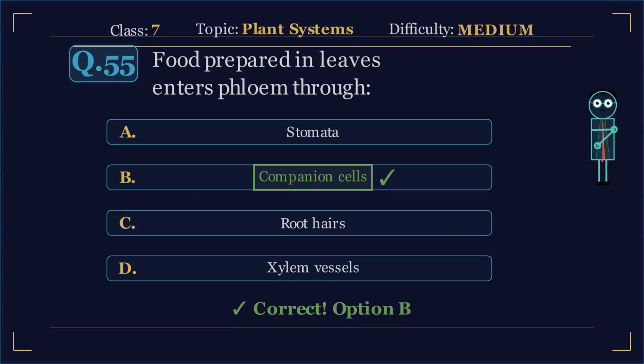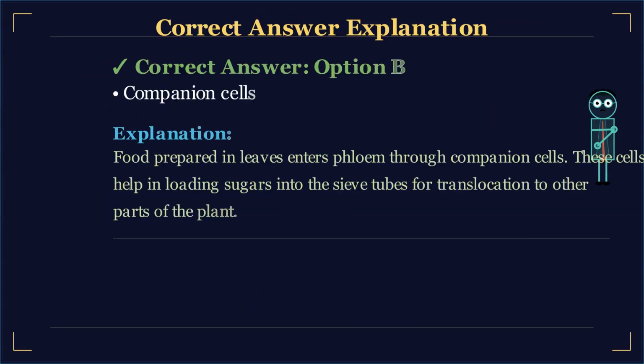Here's the explanation for the correct answer. Food prepared in leaves enters phloem through companion cells. These cells help in loading sugars into the sieve tubes for translocation to other parts of the plant.